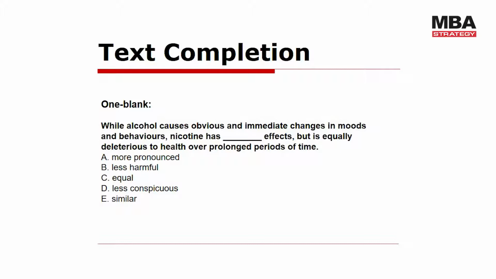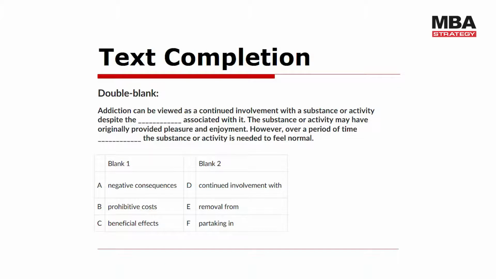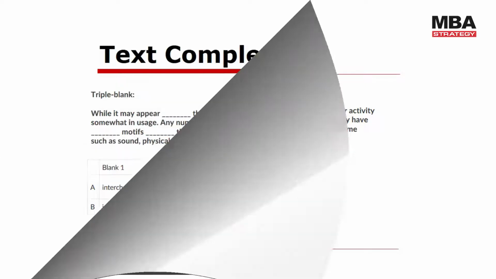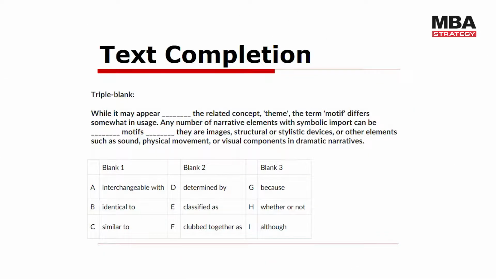There are three different subtypes of text completion tasks. Standard ones have one gap and 5 answer variants, and you have to choose only one of them. Double tasks contain 2 gaps, and you are presented with a total of 6 answer variants, 3 for each gap. And triple tasks have 3 gaps with 3 answer choices each, so 9 in total.